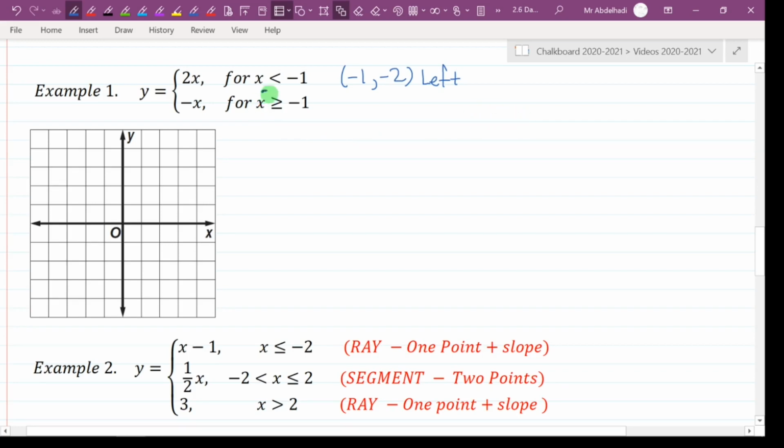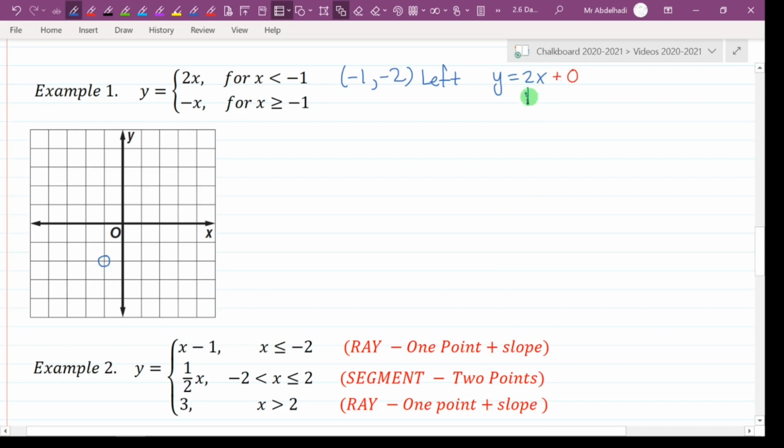So let's come over here. Negative 1 comma negative 2 is down here. It's an open circle. Open circle because it's not underlined. And what's the slope? Remember, this is y equals 2x. Y equals 2x plus 0.